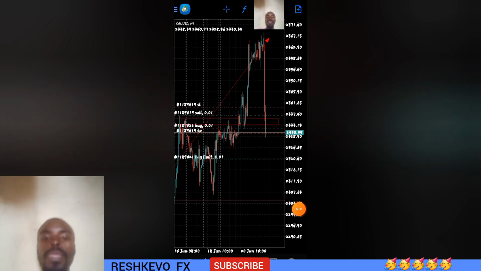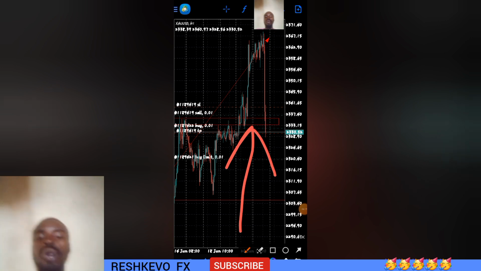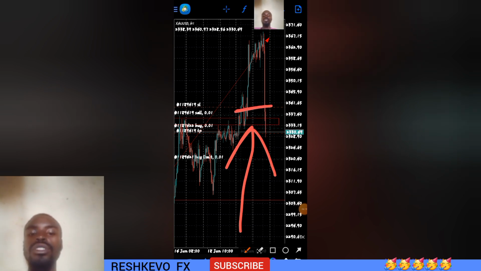So my traders, the buy stop is more or less the same. It means that the market is on an uptrend. When it reaches this point, let's say even 23 here, that is 23.41.